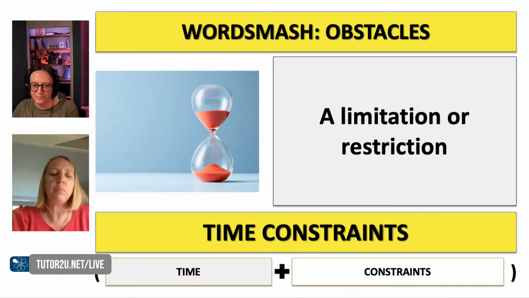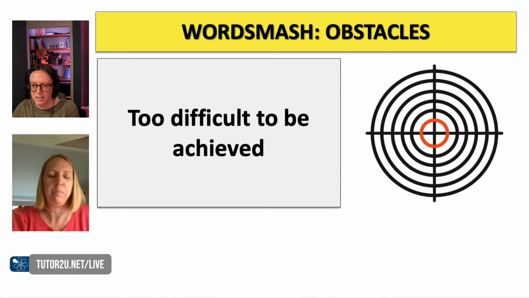And obviously you need to explain why there's a time constraint. Has somebody got childcare responsibilities? Do they work unsociable hours? Do they work lots and lots of hours? Say why something is a time constraint. Okay, next one, still on obstacles.